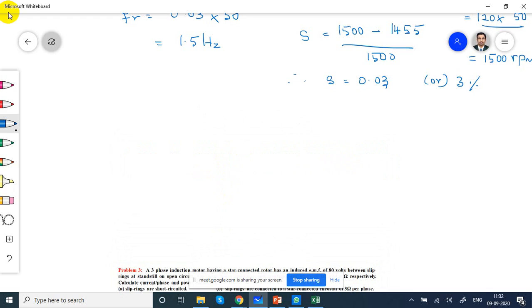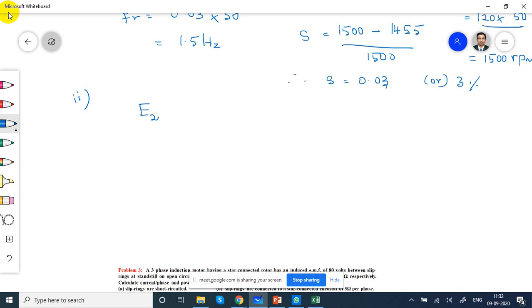Next, second solution: magnitude of induced EMF in the rotor at standstill. The induced EMF notation will be E. E2 EMF will be E2, at standstill in the rotor. E2 you are going to calculate.